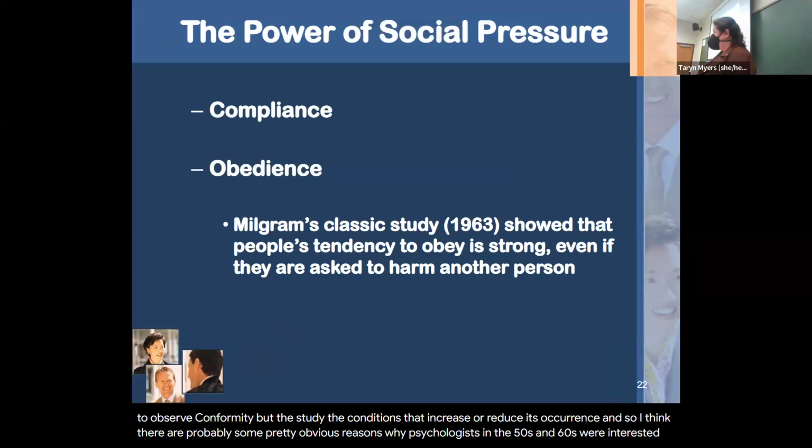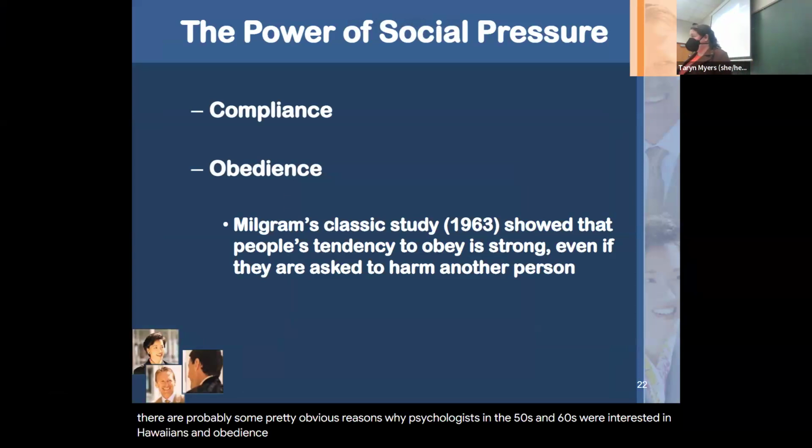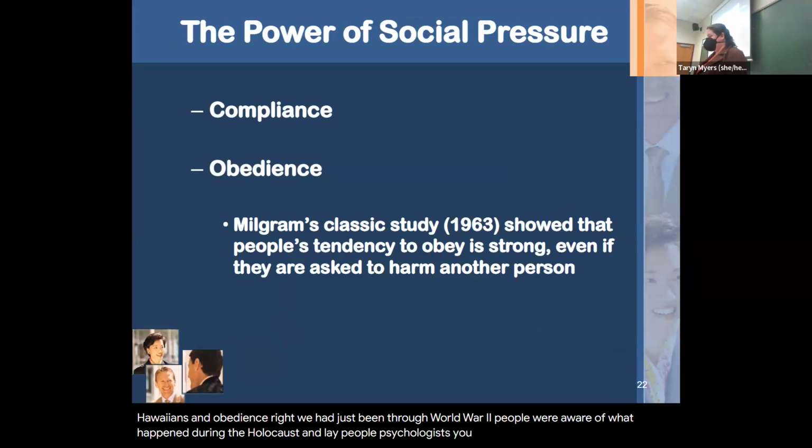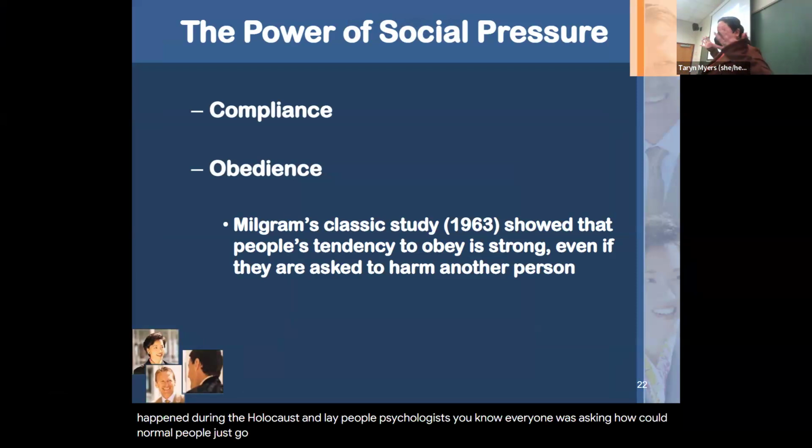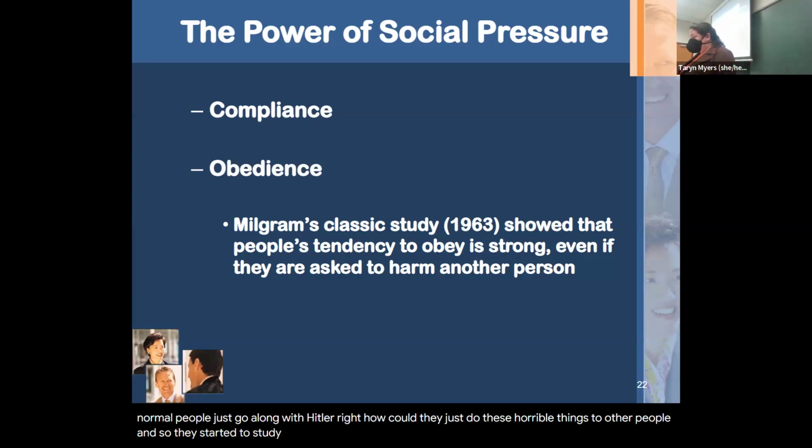And so I think there are probably some pretty obvious reasons why psychologists in the 50s and 60s were interested in compliance and obedience and conformity, right? We had just been through World War II. People were aware of what happened during the Holocaust. And lay people, psychologists, everyone was asking, how could normal people just go along with Hitler? How could they just do these horrible things to other people? And so they started to study things like compliance and conformity.